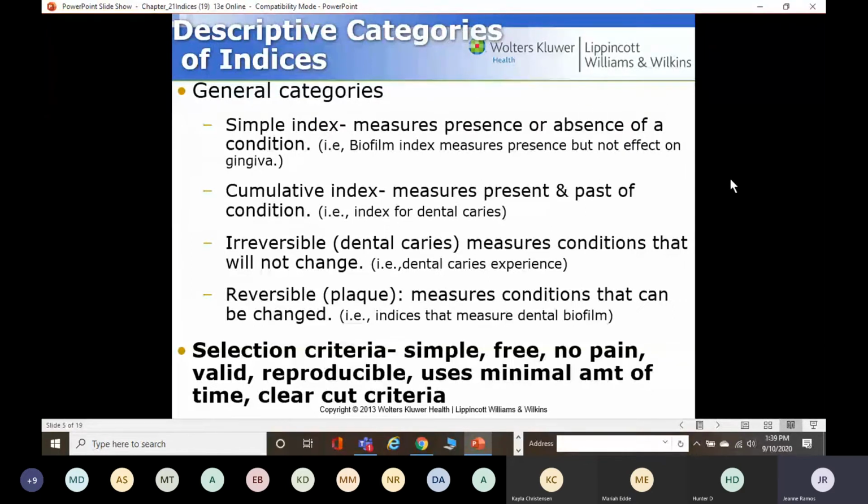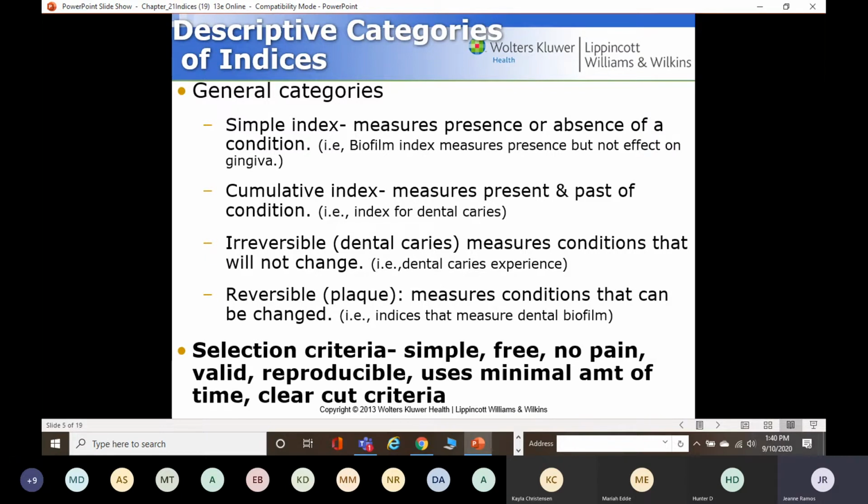So different kinds of indices: they have a simple, a cumulative, irreversible, and reversible. A simple index measures the presence or absence of a condition, like a biofilm index measures the presence but not the effect on the gingiva. That person may have an 80% biofilm index, but their gum tissue is probably being greatly changed for the worse, being next to all that biofilm, if that's any indication of how they normally take care of their teeth.